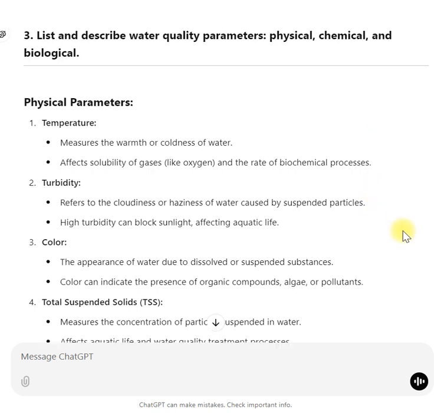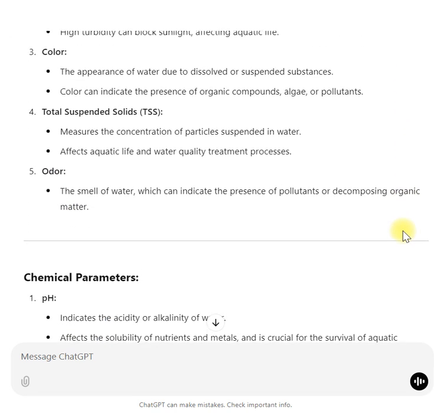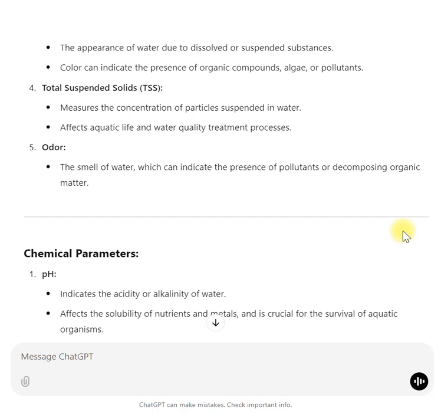3. Color. The appearance of water due to dissolved or suspended substances. Color can indicate the presence of organic compounds, algae, or pollutants. 4. Total suspended solids, TSS, measures the concentration of particles suspended in water, affects aquatic life and water quality treatment processes. 5. Odor, the smell of water which can indicate the presence of pollutants or decomposing organic matter.